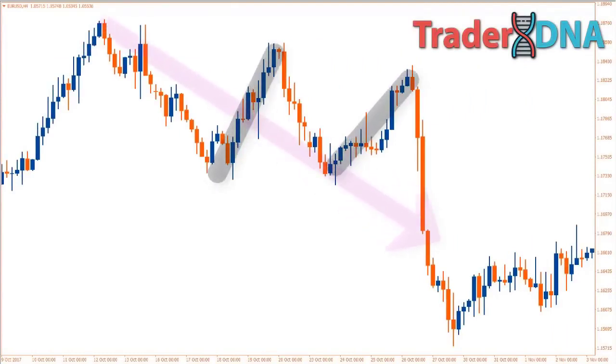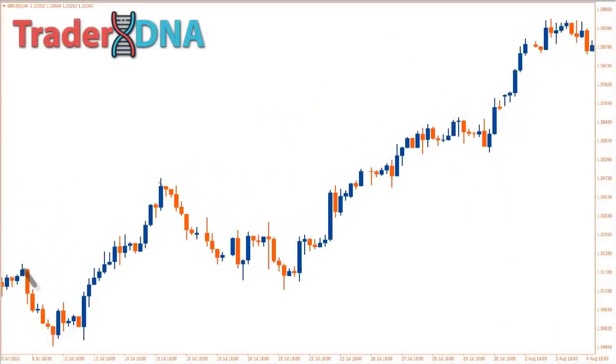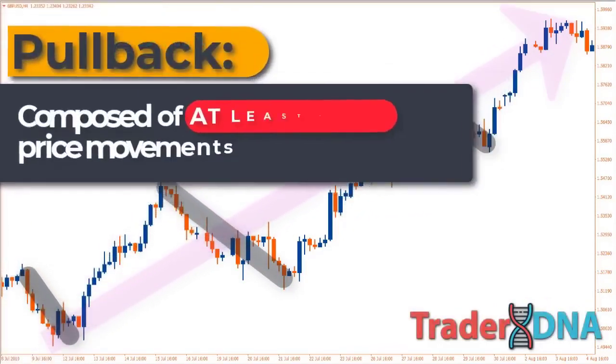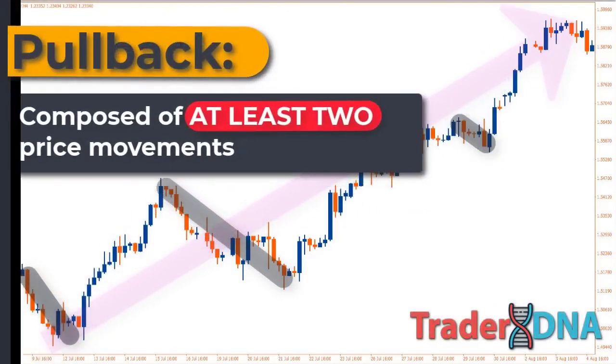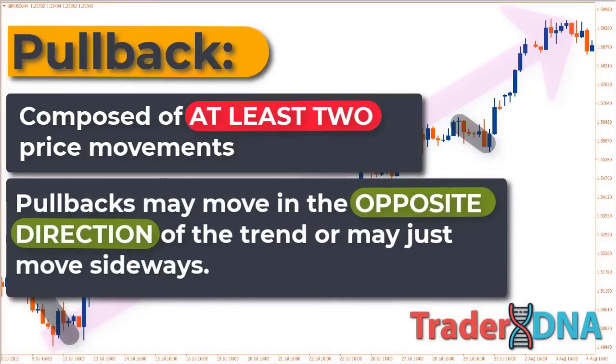The pullback should not rally above the high of the prior pullback, as this violates the rules of a downtrend. And if the trend is up, watch for a downward pullback. The pullback should not drop below the low of the prior pullback, as this violates the rules of an uptrend. A pullback should be composed of at least 2 price movements, indicating the price has actually corrected. Pullbacks may move in the opposite direction of the trend, or may just move sideways.